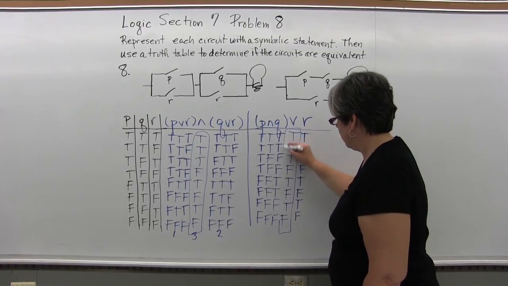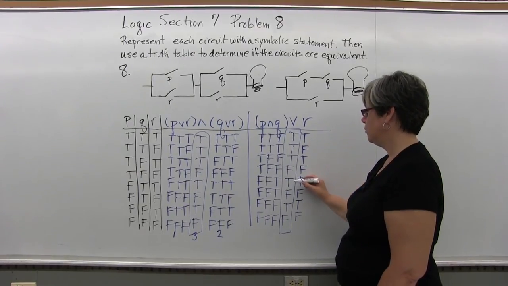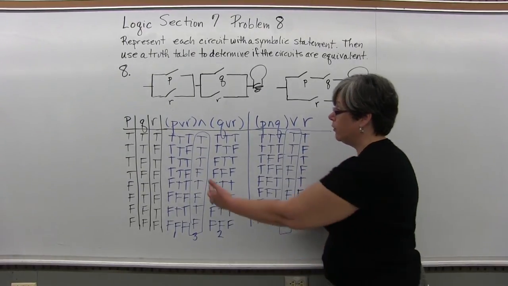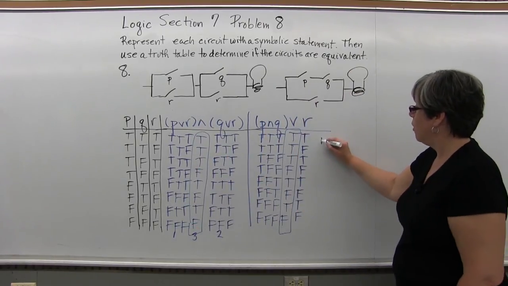So this circuit's answer column is true, true, true, and false, true, false, true, false, which is the same as the answer column for this circuit. So these two circuits are equivalent.